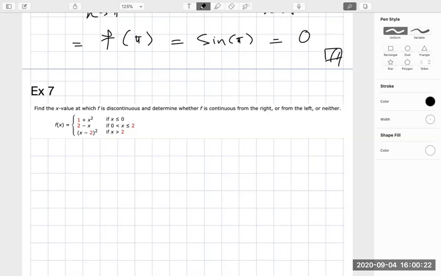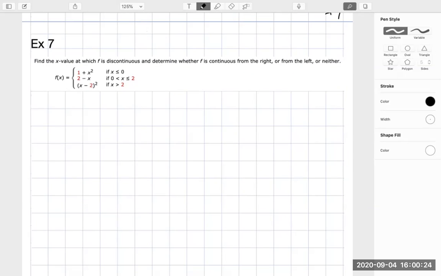So now let us consider this example. Find the value of x at which f is continuous and determine whether f is continuous from the right or from the left or neither of it. Okay, this is the function. And we see that the break.